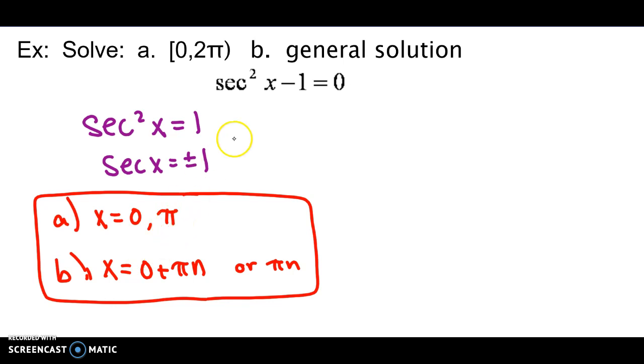And then for my general solutions, remember, if I think about this graph, it could occur here or it could occur here. So I could just say 0 plus pi n, right? Keep adding pi around. You also could have just said this as pi n, because 0 plus pi n is just pi n.